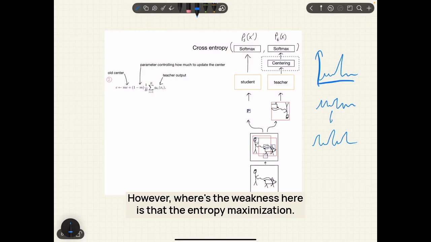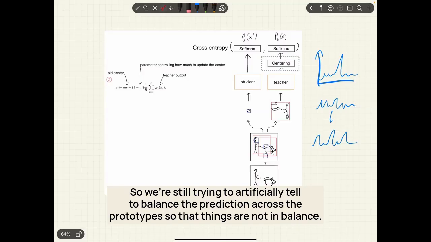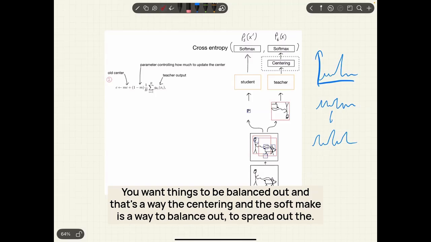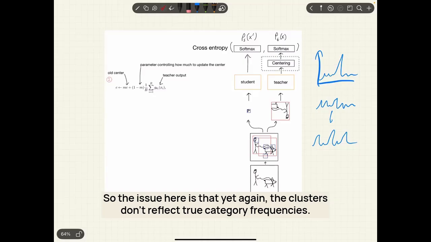However, the weakness here is that the entropy maximization is still a form of distribution shaping hack. We're still trying to artificially balance the prediction across the prototypes. You want things to be balanced out, and the centering and the softmax are a way to spread out the features so that there's richness in there. The issue here is that, yet again, the clusters don't reflect true category frequencies.